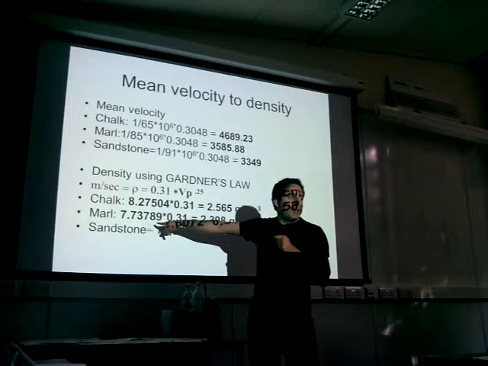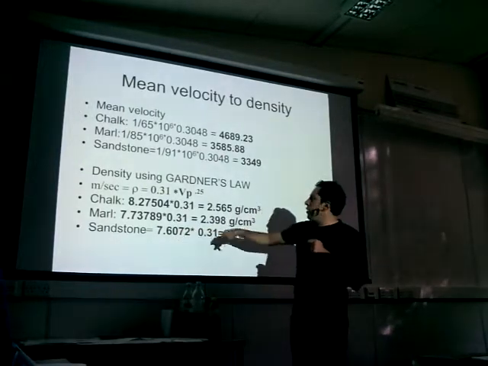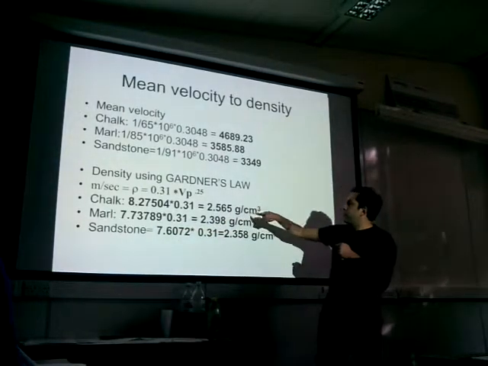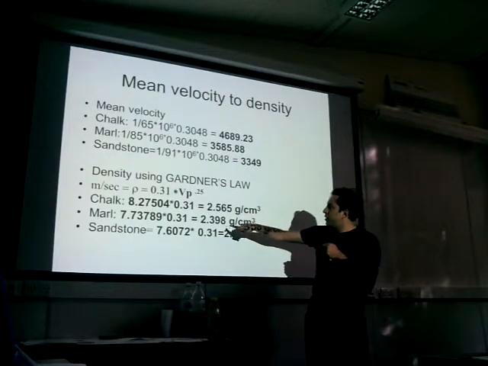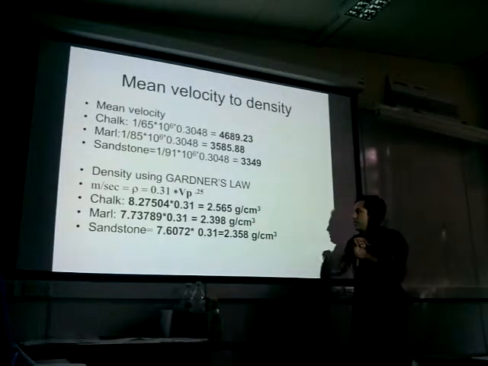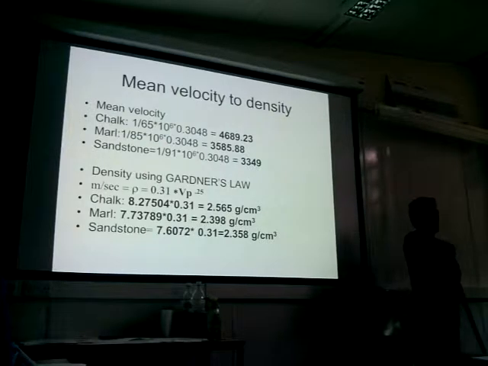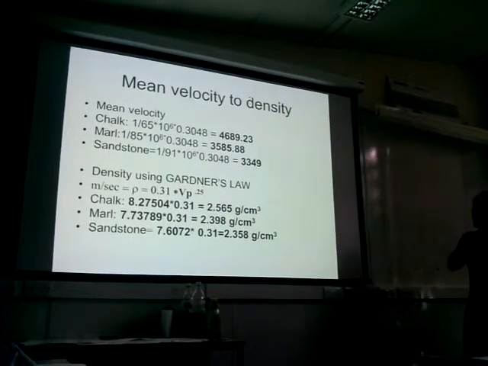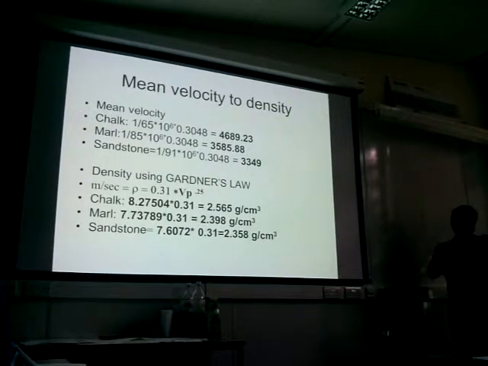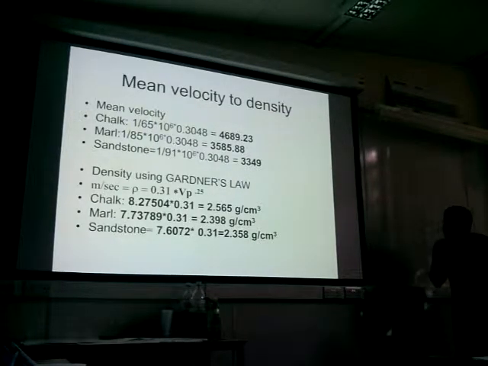Of the marl, that gives me that value. Of the sandstone, that gives me that value. Multiply by 0.31, I got the density of 2.565 grams per centimeter cubed, 2.398, 2.358. So it's telling me a couple of things already: the one on top has a density that is bigger than the one below, and the one on top has a higher velocity than the one below.